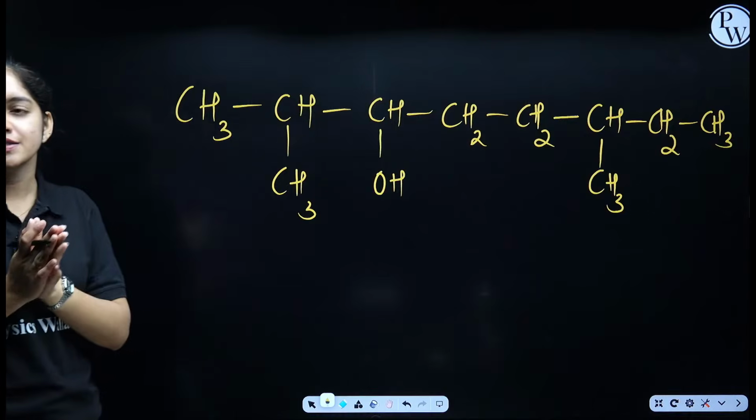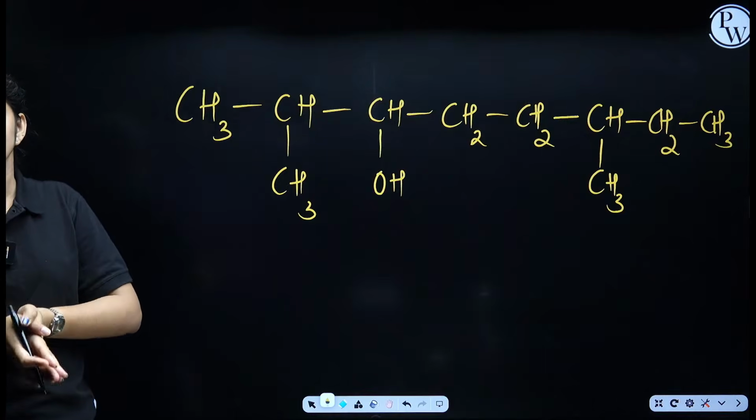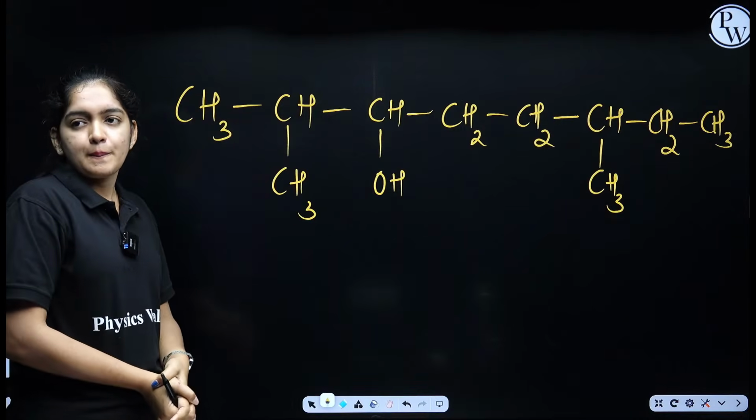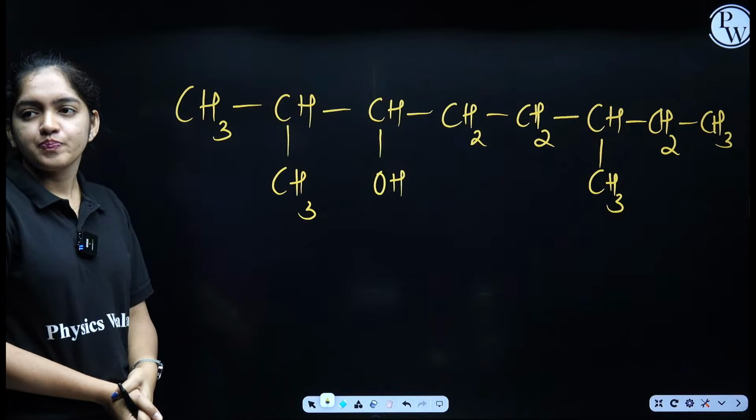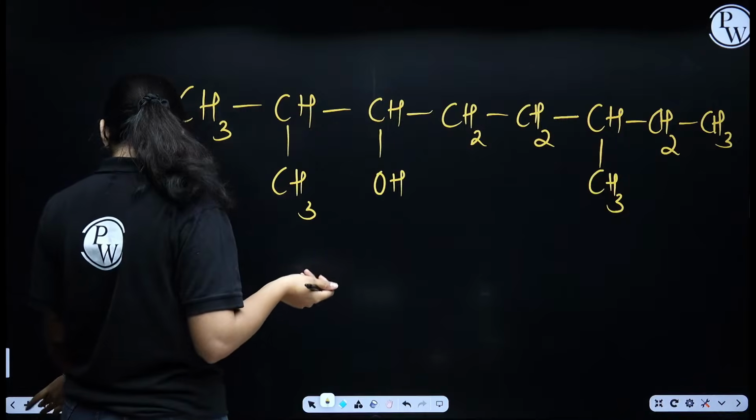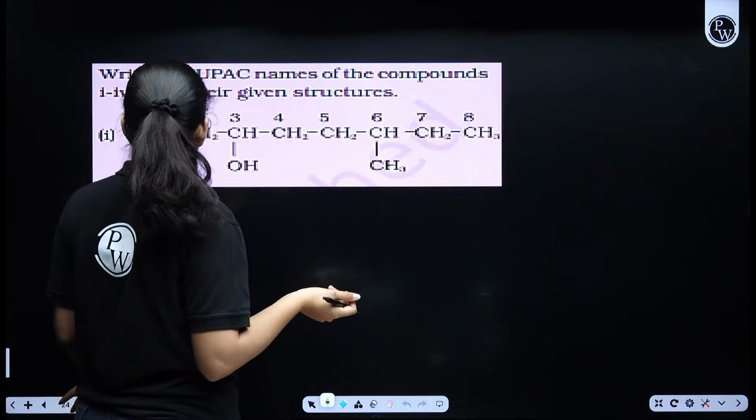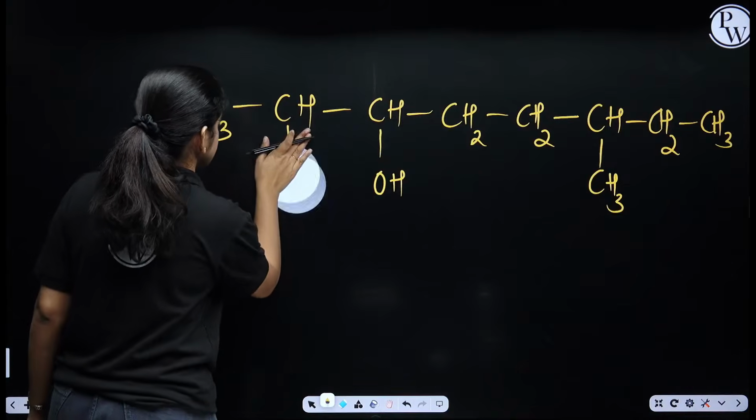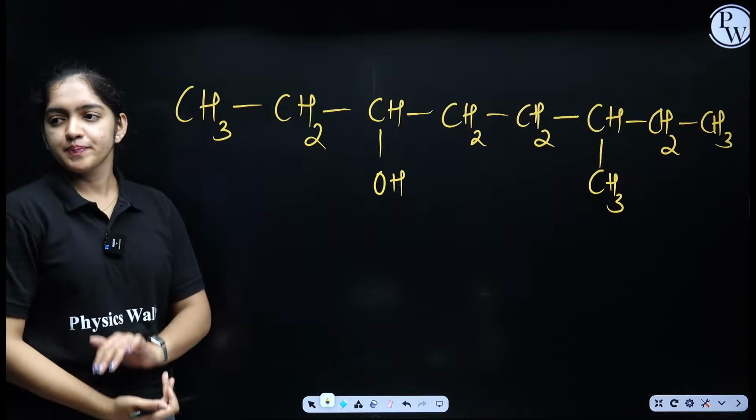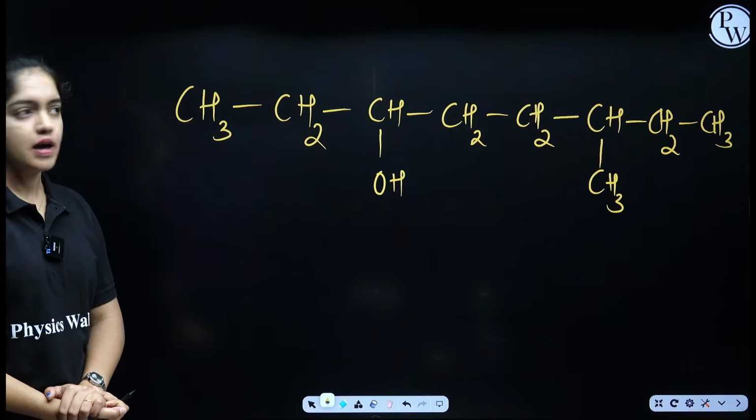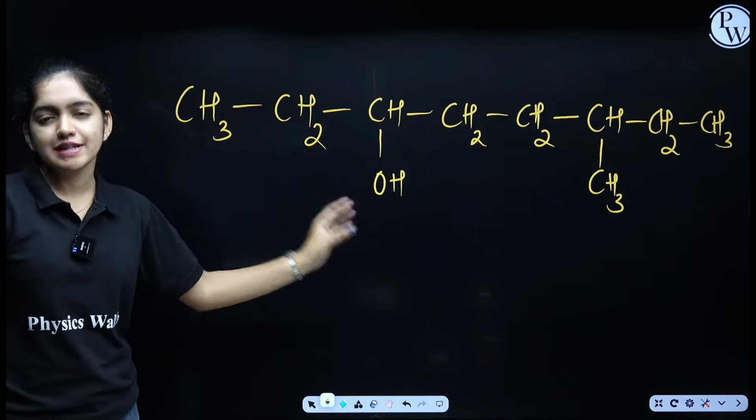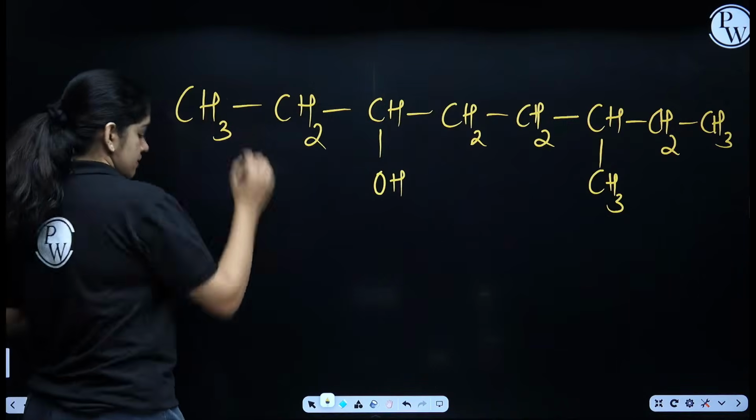Can you write the answer in the comment section? Just try to do it. It's very, very easy. We already learned that in class 10. What will be the answer? So we can start the numbering, right? Now it will be easier for you. Just do the numbering. I reduced one branch for you. The functional group should get the lowest number. So we can start from here, right?